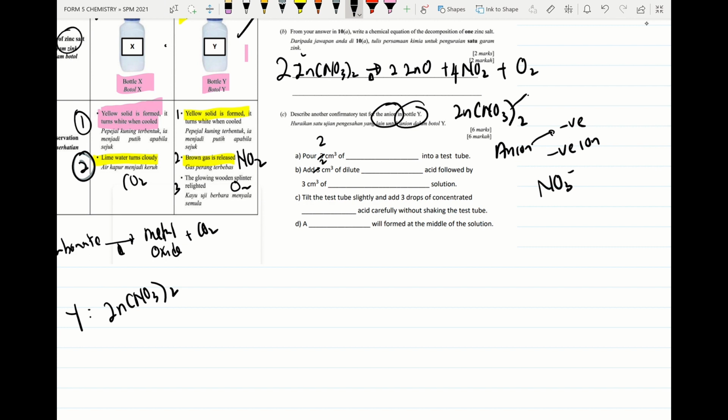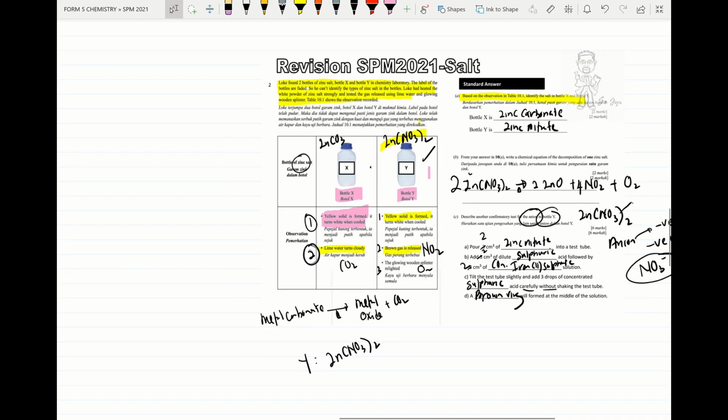Please use 2 cm³. Alright, pour the zinc nitrate solution into a test tube. Add 2 cm³ of dilute sulfuric acid, followed by 2 cm³ of concentrated iron(II) sulfate solution. Tilt the test tube slightly and add 3 drops of concentrated sulfuric acid carefully without shaking the test tube. A brown ring will form in the middle of the solution. This confirms the presence of nitrate ion. Please go through and do more questions on this part.